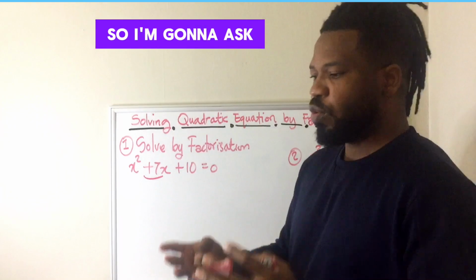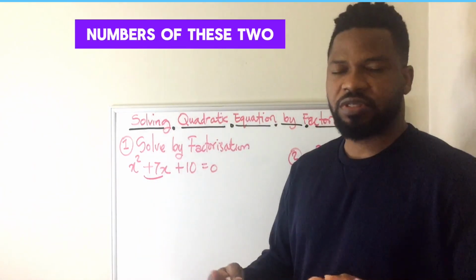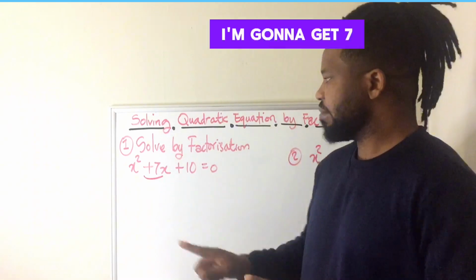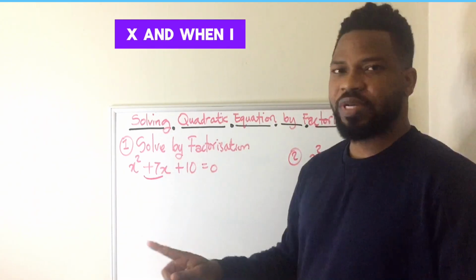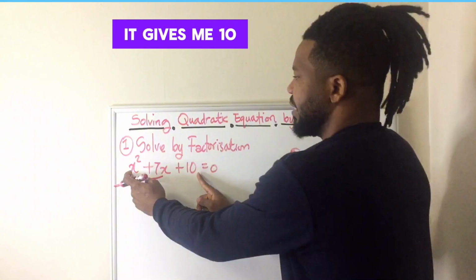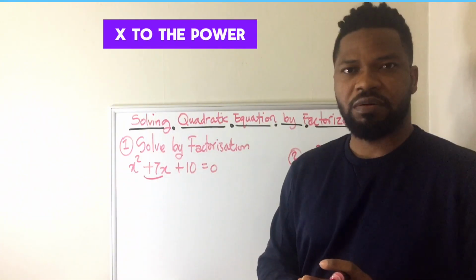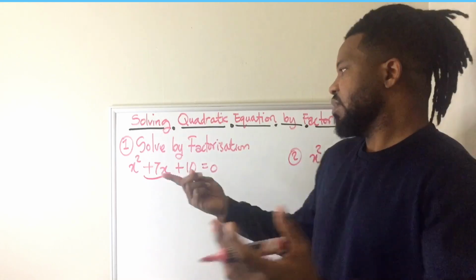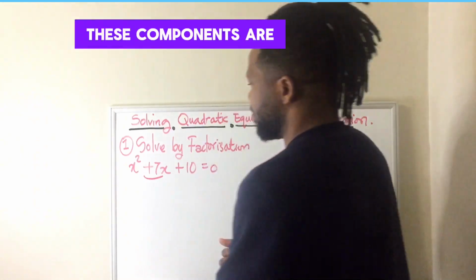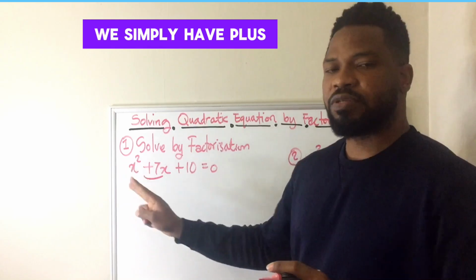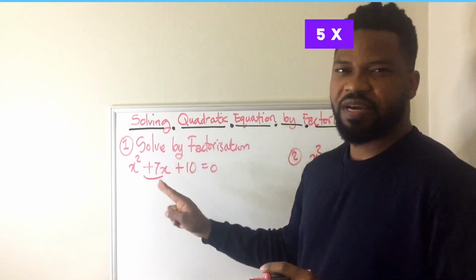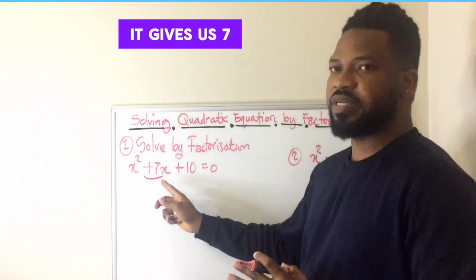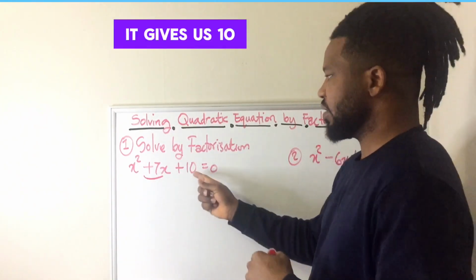So I'm going to ask, what are these two numbers or these two components such that when I add, I'm going to get 7x, and when I multiply, it gives me 10x to the power of 2. Just think through it. Obviously, we know what these components are. We simply have plus 2x and plus 5x. When we add 2x to 5x, it gives us 7x. And when we multiply, it gives us 10x squared.